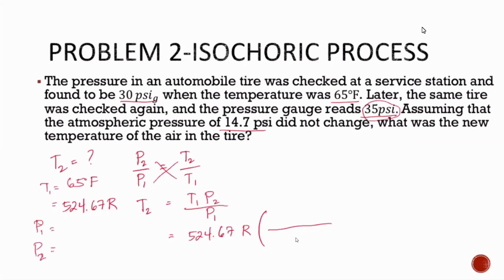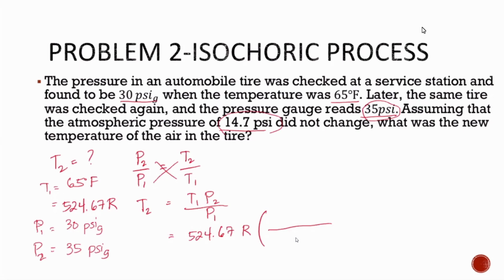Our P1 is 30. But take note, it is a gauge pressure. After daw, it is 35 PSIG. So how are we going to convert them into absolute pressure? Ayan, binigay naman 14.7 PSI. You're just going to add 14.7 dun sa 30 and 35. So ano yung P2 natin? 35 plus 14.7 kasi sila yung mga gauge pressure.